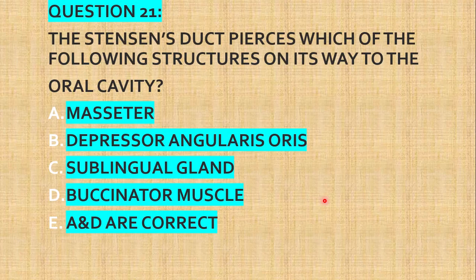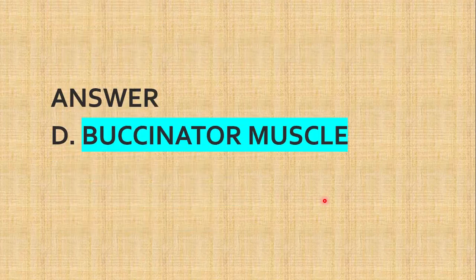Question 21. The Stensen's duct pierces which of the following structures on its way to the oral cavity? A. Masseter. B. Depressor anguli oris. C. Sublingual gland. D. Buccinator muscle. E. A and D are correct. And the answer to this question is the buccinator muscle. So it pierces the buccinator muscle on its way to the oral cavity.